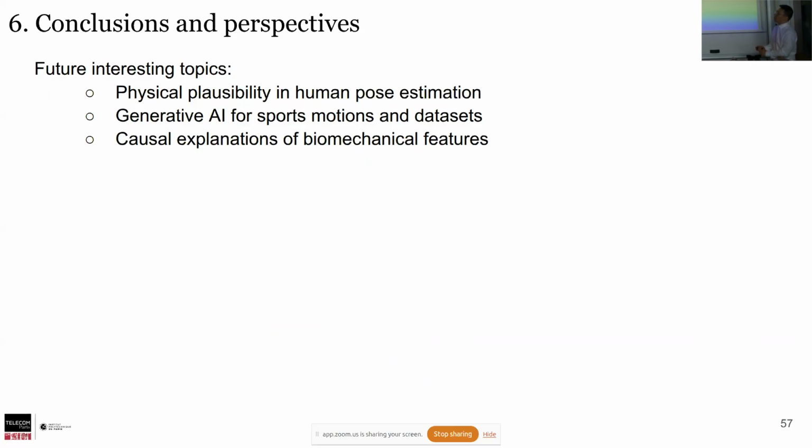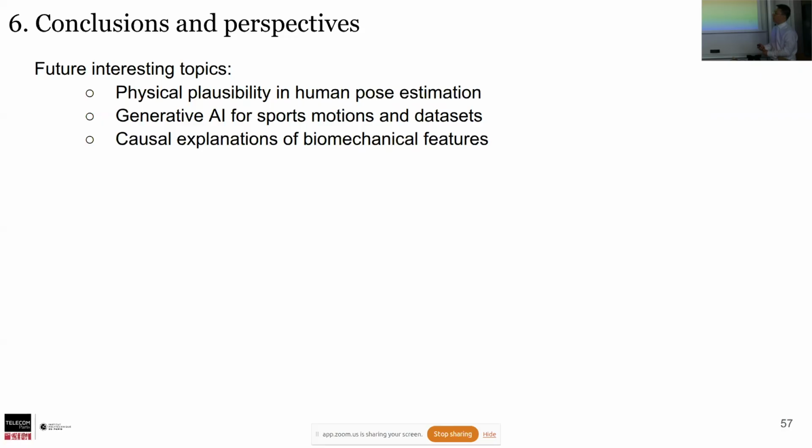First is the physics plausibility in human pose estimation. This is a very interesting part because the main constraint is physics, and it's well studied. It's studied in many works, but still not well addressed in deep learning models. They mainly use some physics engine to assist with the estimation.